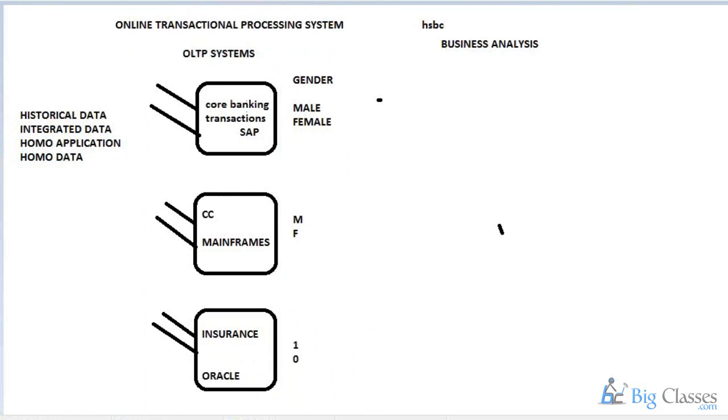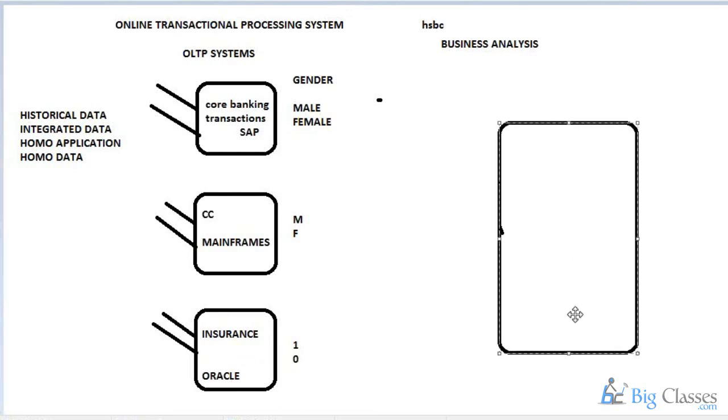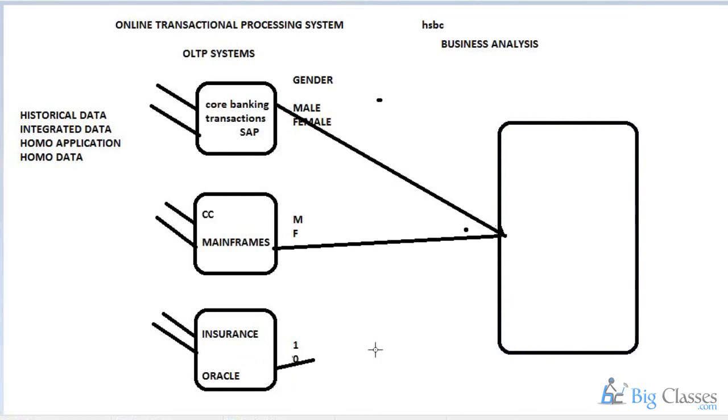So because of this reason, since you have all these limitations, what we are going to do is create a single database, a big database, and we load the data from all these applications, and we create a single uniform data store, which is called a data warehouse.